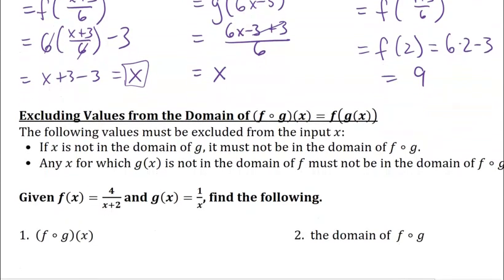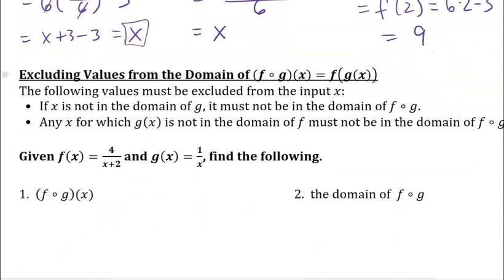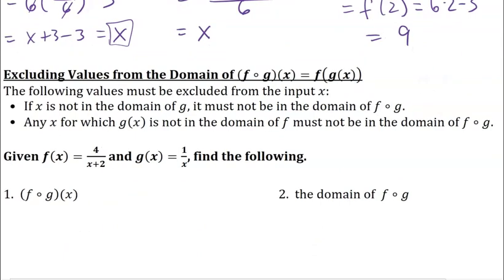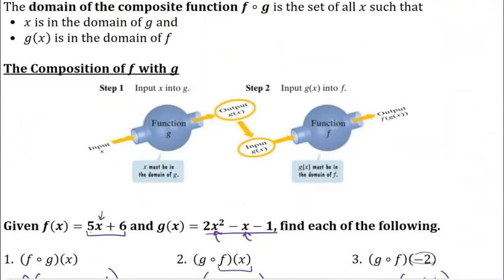Okay, then the next part of this is excluding values from the domain, which I mentioned before. So let's go back to this picture for a second. What we see here is we have an input that goes into the inner function, which is g. Okay, so g is the inner function, and f is the outer function. So in order to go into function g, it has to be in the domain of g. So let's say that g was something like 1 over x minus 4. Then 4 could not go into that input, okay?